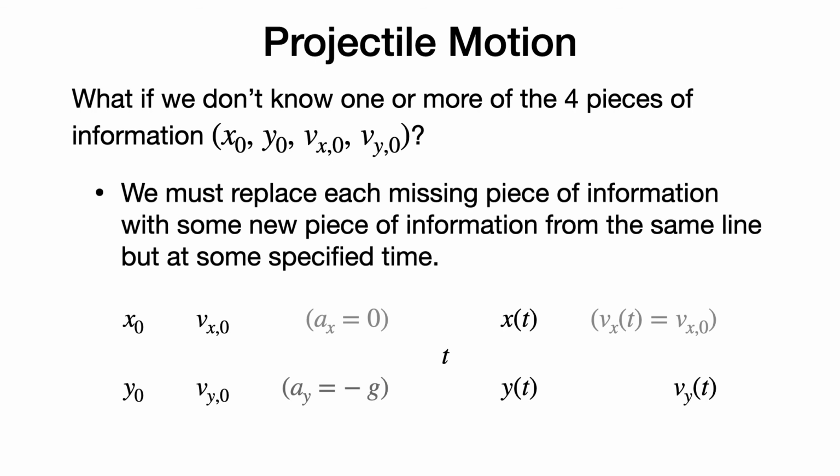Look at this tableau where the first line involves the quantities in the x motion, and the last line, the motion in the y direction. And in the middle line, we have time, which is the parameter which links together the x and the y motion. If we're missing some piece of information from the initial positions or the initial velocities, then we must replace each missing piece of information with some new piece of information from the same line, but at some specified time later in the trajectory after the initial conditions.